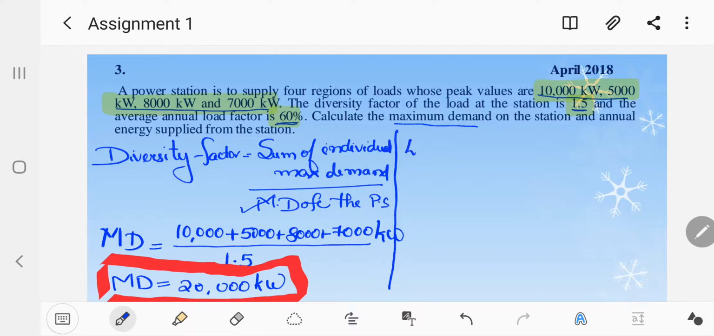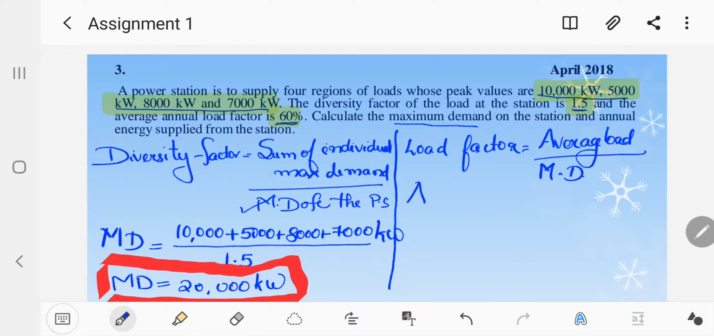You should be aware about the equation for annual load factor. What is the equation for annual load factor? Annual load factor is equal to average load, that means average load annually divided by the maximum demand of the power station. So annual load factor is given in the question, that is 0.6, and average load, you have to find it out. Maximum demand is already there. So we have to find the annual energy. I'll be explaining how you will find annual energy from this one.